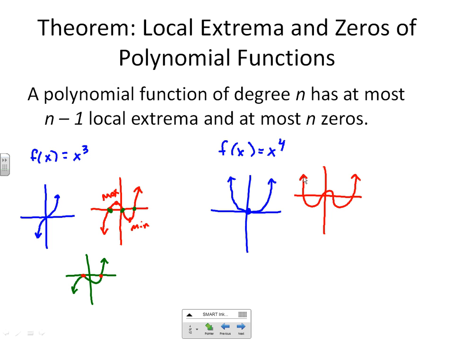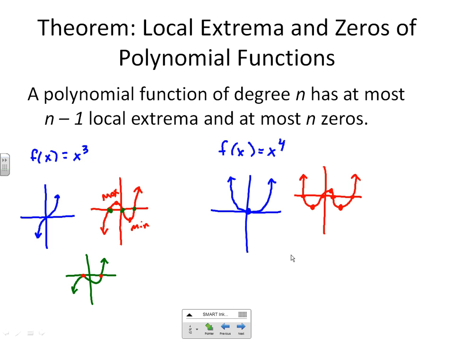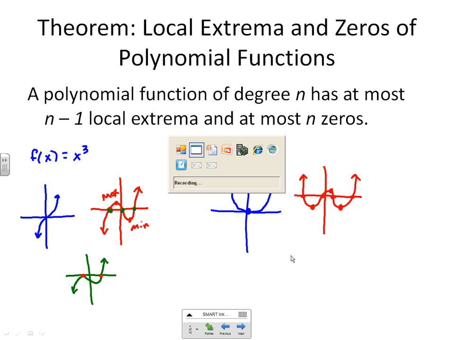It's not a completely accurate sketch, but you get the picture. Well, we have 3 local extrema. We have 1 max and 2 mins, and then we have 4 zeros. Okay, because the degree is 4, I can have at most 4 zeros and at most 3 extrema. So that's what that theorem is talking about. I'm going to end part 1 right here.